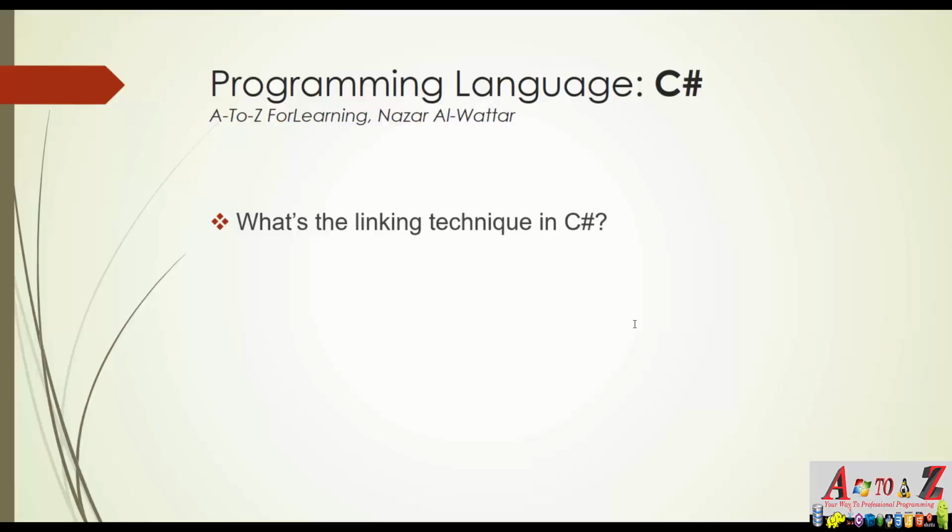This linking technique helps the developers and the compiler to do the compilation process in the easiest way. Otherwise, the compiler would have to compile all your code, thousands of lines of code, in one single file, which is very difficult and would take a long time to compile.